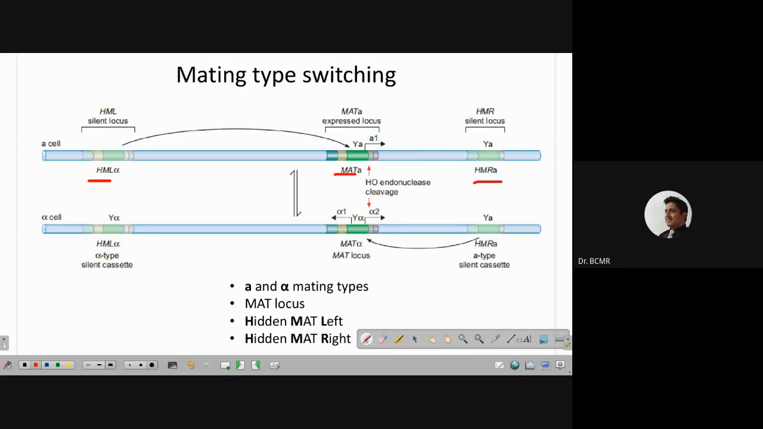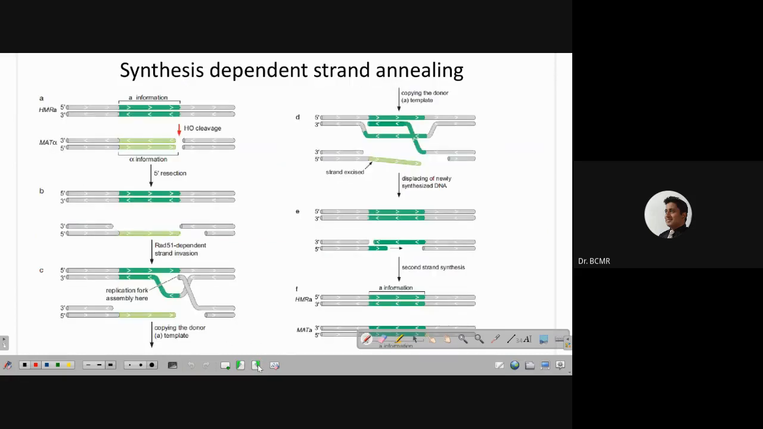So there is homologous recombination. This DNA can bend like this, and homologous recombination happens between alpha and mat. If it happens that way, then the A type cell will become an alpha type cell. If there is already alpha, homologous recombination can happen between the mat locus and the HMRA, and then the cell will switch from alpha to A mating type. How this happens at the molecular level is our concern.